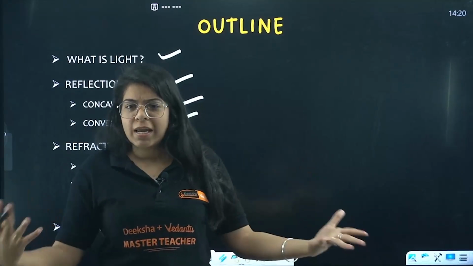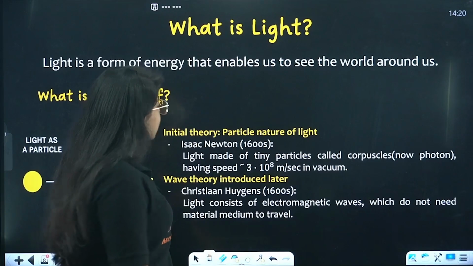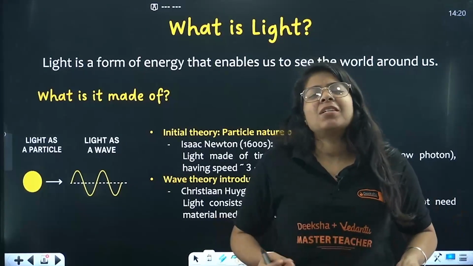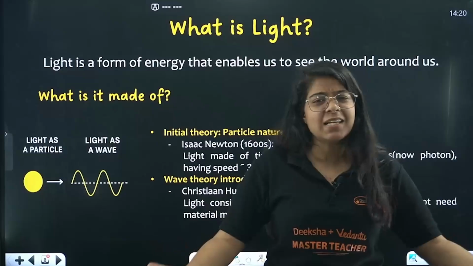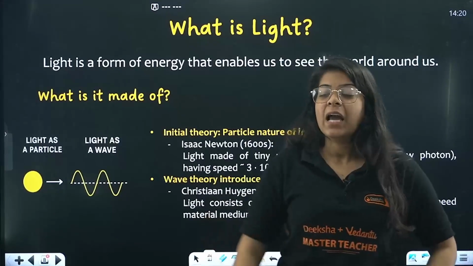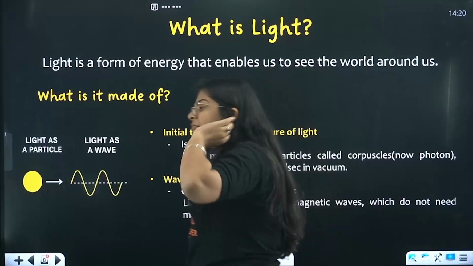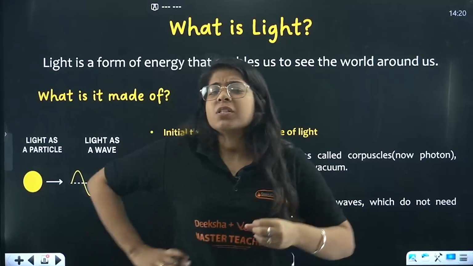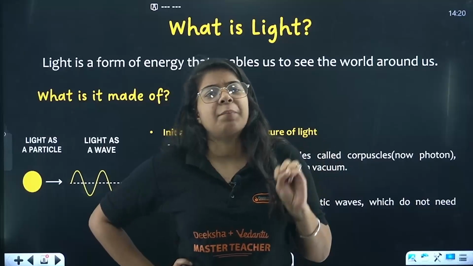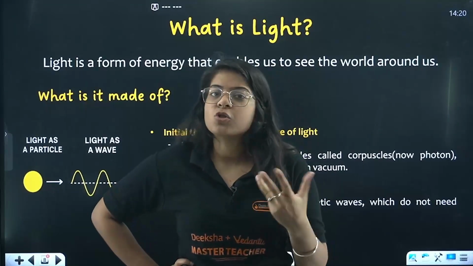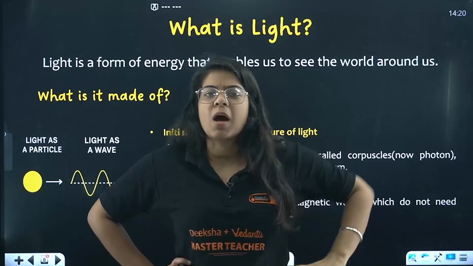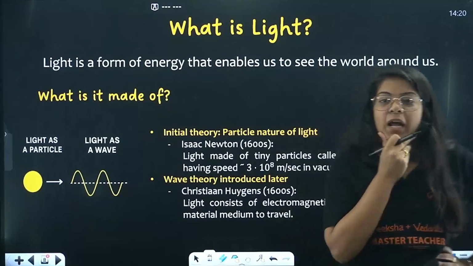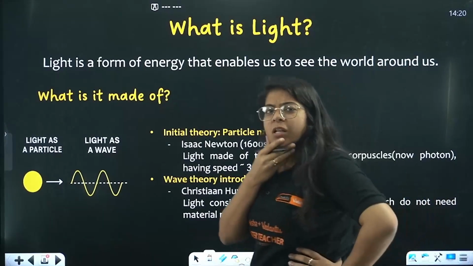Ma'am, what is light? So light is nothing but an energy. It is a form of energy that enables us to see this pretty world around us. That's it. That's the definition of light. Now, after we understood light, every time, even when we studied atom or cell in your 9th class, we asked, what is exactly an atom made up of? What is exactly a cell made up of? So naturally, we as human beings asked, what is light made up of?